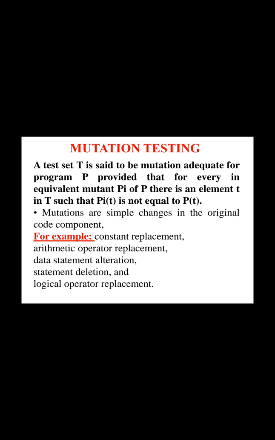For example, constant replacement. Mutation testing can be done by using the following methods. The first one is we can replace the constant. If you are using some constant, that constant can be changed. Or arithmetic operation replacement, where the arithmetic operations can be modified. Or data statement alteration, or statement deletion, and logical operator replacement. So the mutant programs can be generated by using the following five techniques. We have the original program. The mutant program can be made by constant replacement, arithmetic operator replacement, data statement alteration, statement deletion, and logical operator replacement.